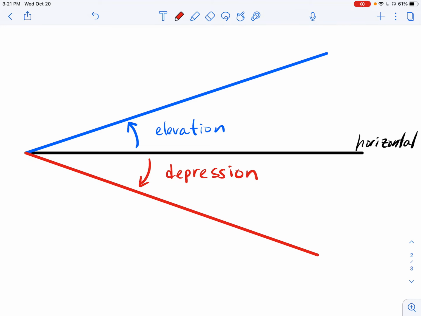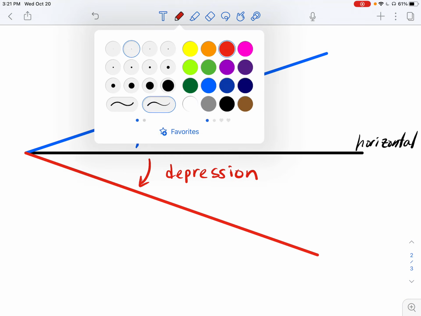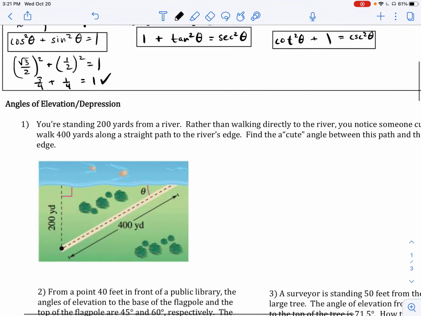Okay, so we're talking about angles of elevation and angles of depression, and this simply refers to the amount of angular change from the horizontal line. Just keep this in mind as we do some future problems in this chapter, but I did want to at least get that established at this point. So now let's go through a couple of problems here.